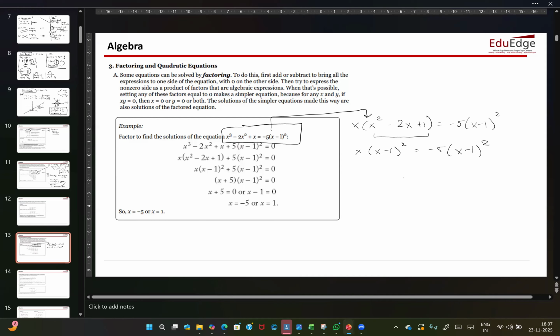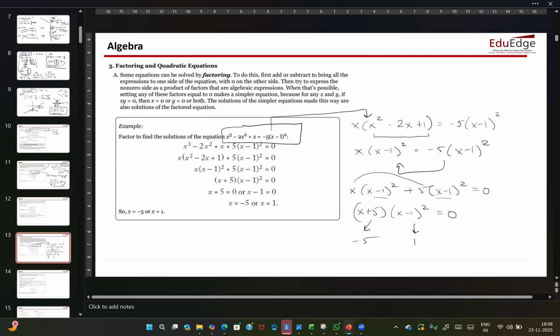We never make the mistake of just cancelling the terms just because they are common on both sides. In equations, we have to club them together, which means we bring this term to the LHS and it will look like this, equal to 0. Now we collect the common terms. x plus 5 is common, and x minus 1 square is common, and that is equal to 0. So now this equation has two solutions, minus 5 and 1.